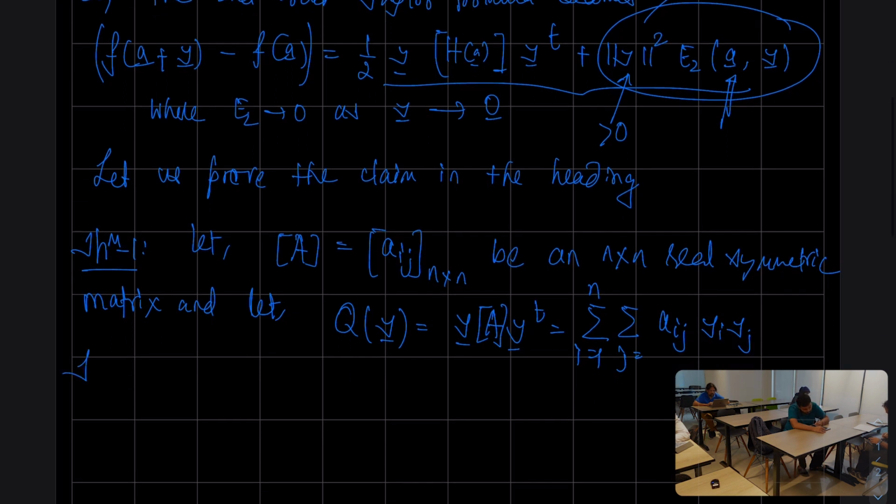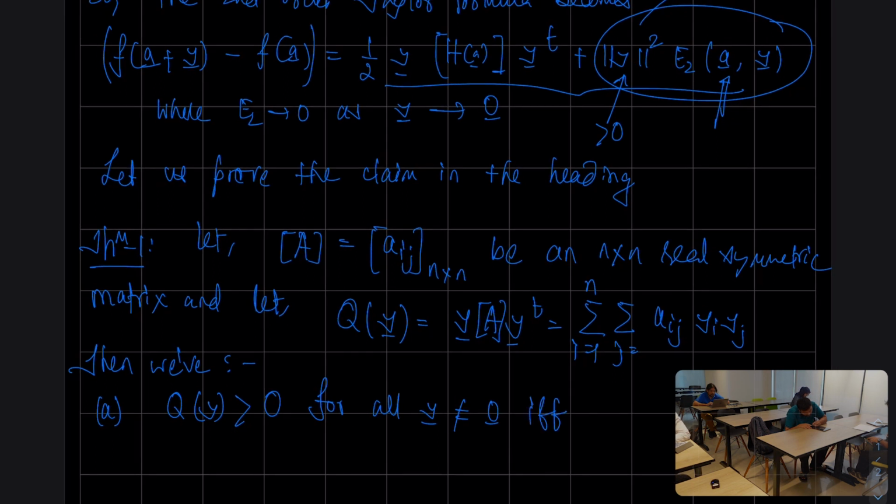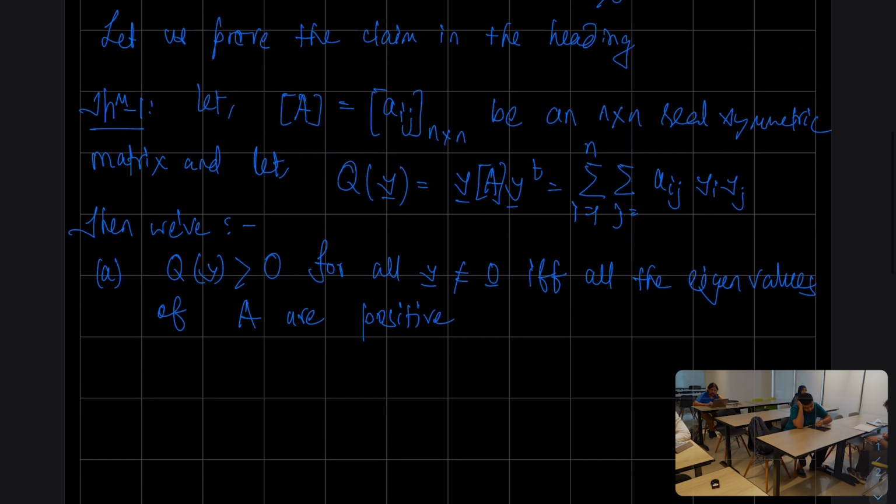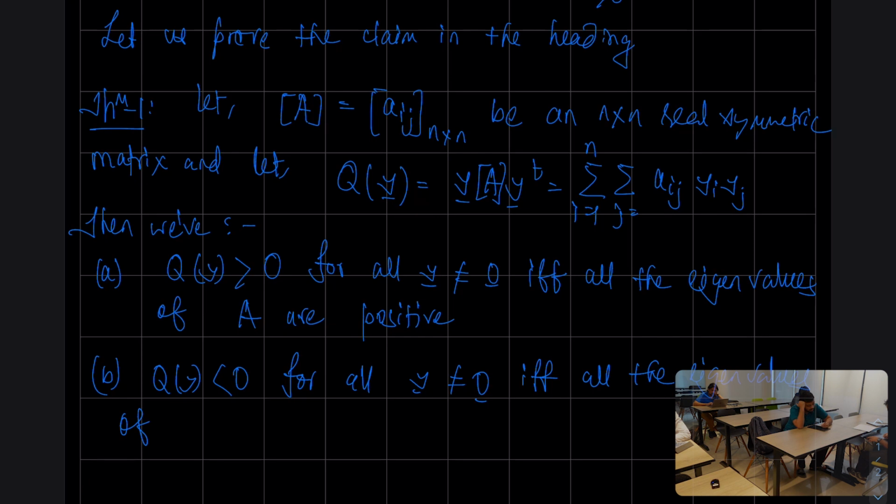Okay, then we have Q of y greater than 0 for all y not equal to 0 if and only if all the eigenvalues of A are positive, and Q of y less than 0 for all y not equal to 0 if and only if all the eigenvalues of matrix A are negative.